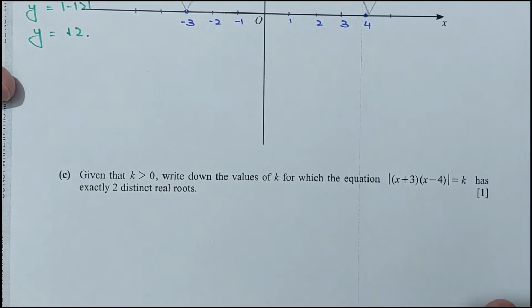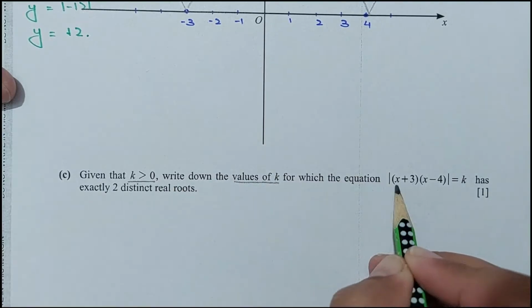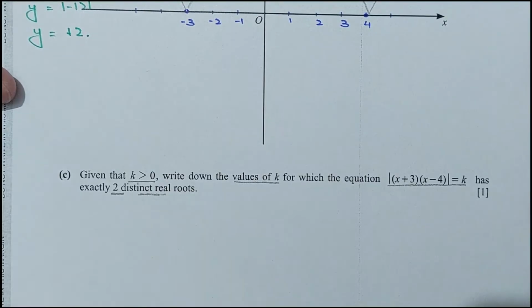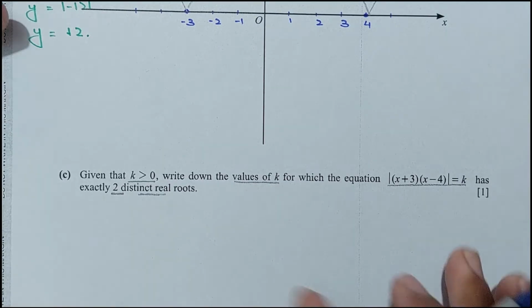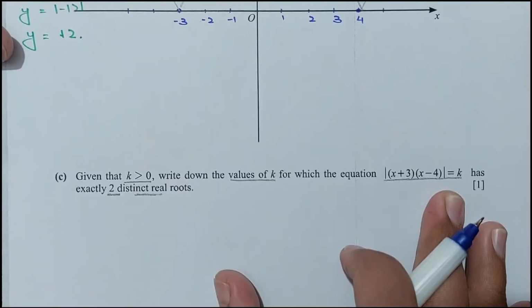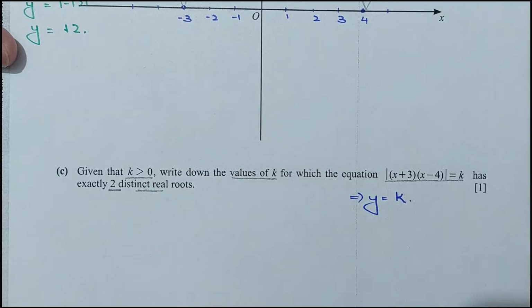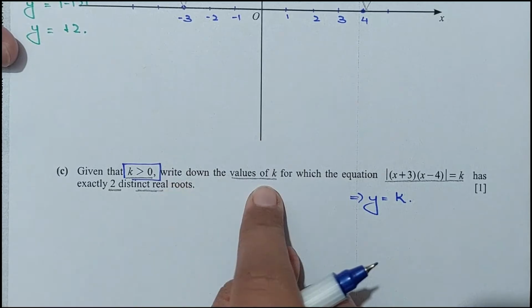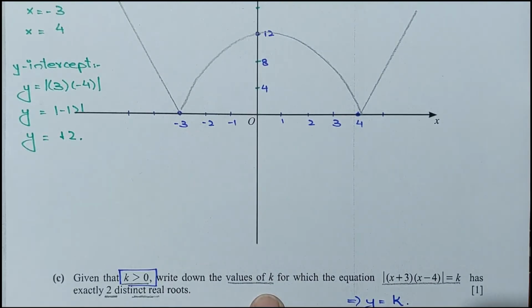Now for part C, given that k is greater than 0, write down the values of k for which the equation has exactly two distinct real roots. Okay, so this is the equation we have before, y equals this function. Now if we compare, we get y equals some k, and this k should be greater than 0. This is the given condition. We have to write down the values of k for which this equation has two real roots. So what are the values of k?